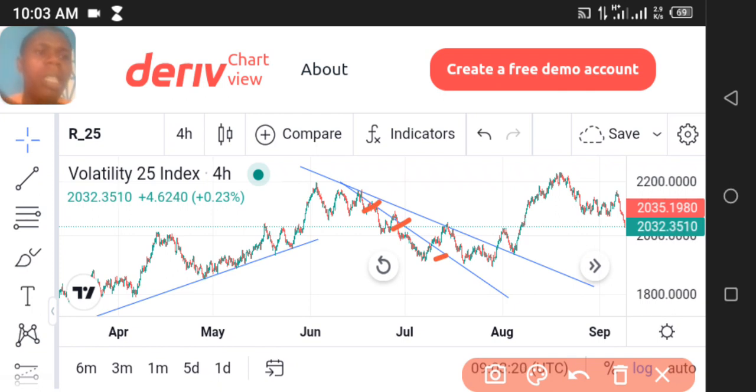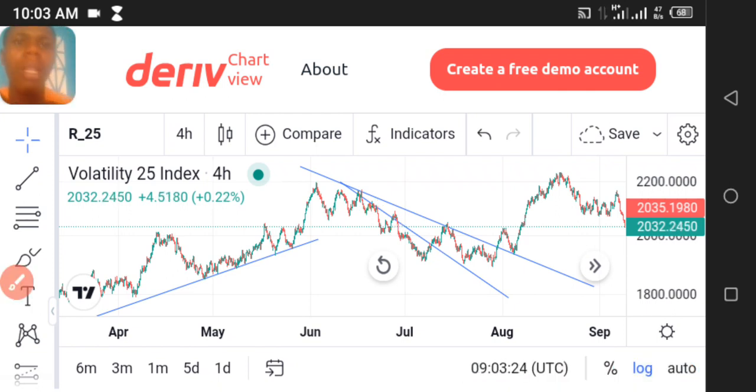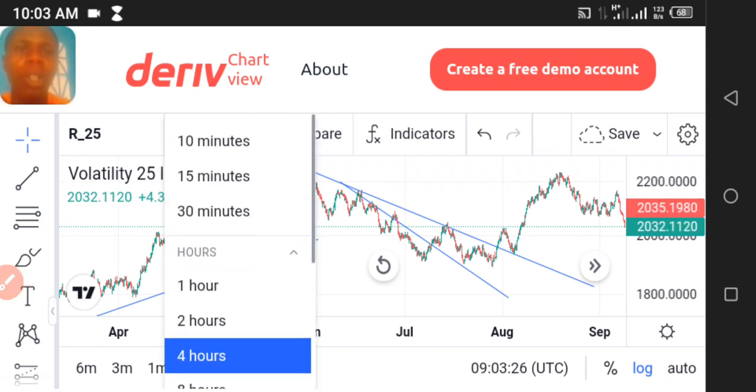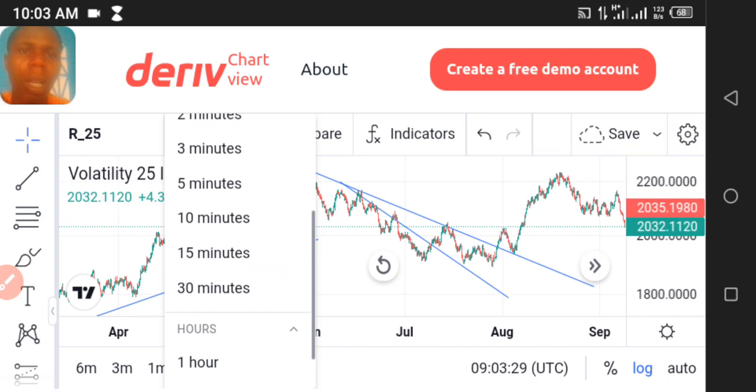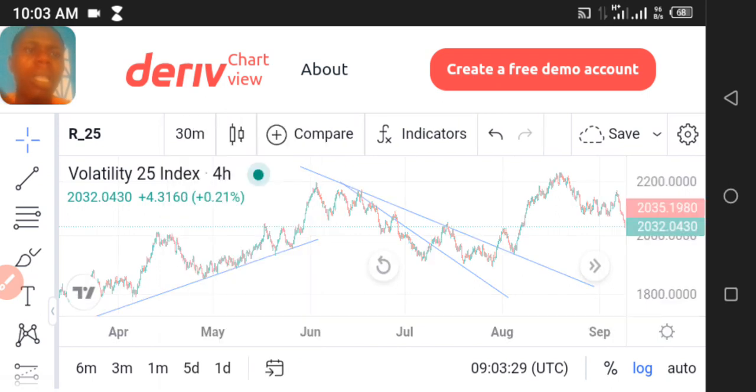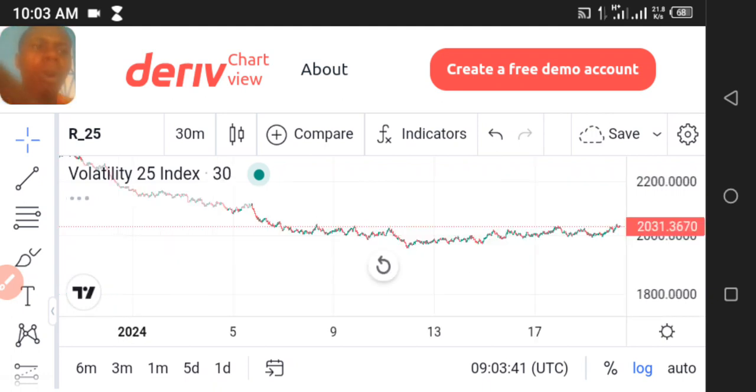Let's see if we can see this in the 30 minutes time frame. Let's go down to 30 minutes. Besides, I'm using Deriv. This is not TradingView itself. It's called Deriv TradingView. And I prefer using this because I think it gives me what I want, and it's very swift in terms of execution. So if you want to check it out, you're free to do so. Let's see the 30 minutes and see what it has for us.